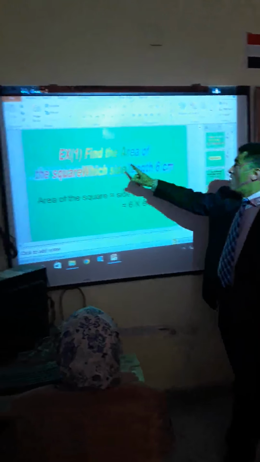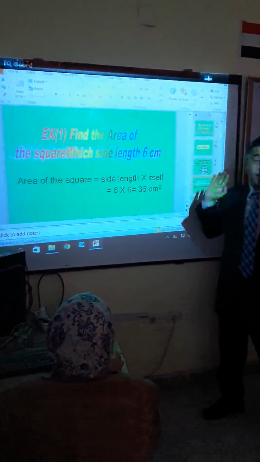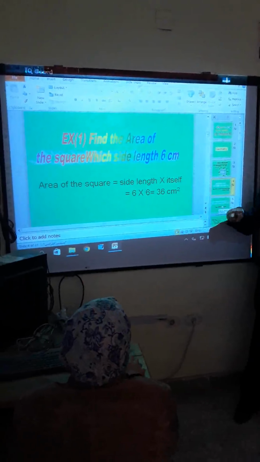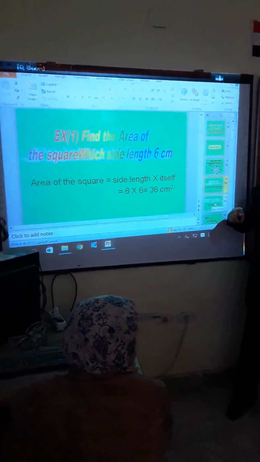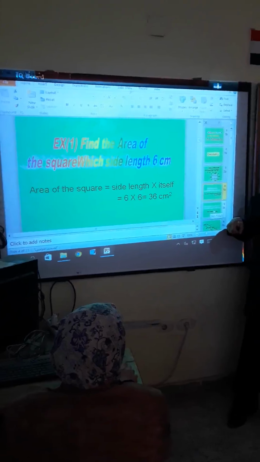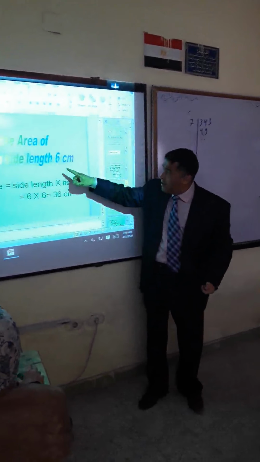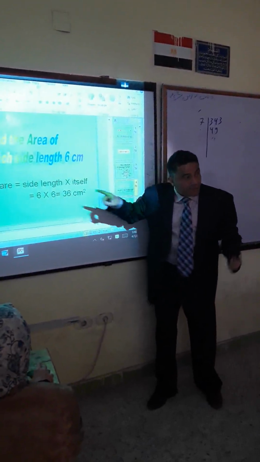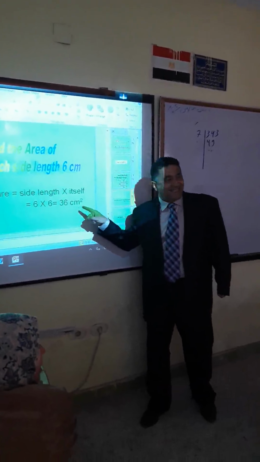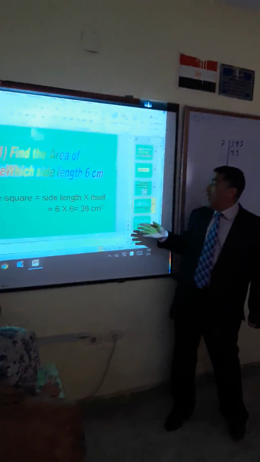Example, find the area of the square, which side length is 6 centimeter. Area of square, side times side. Side here equals 6. Area of square, 6 times 6 equals 36 centimeter square.